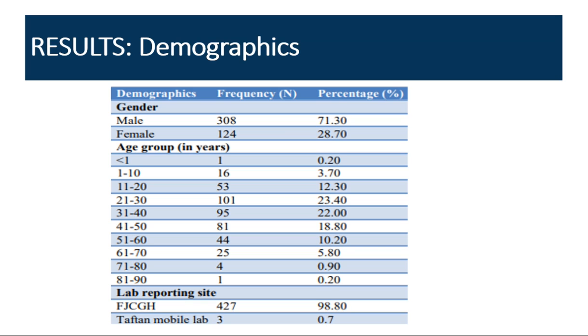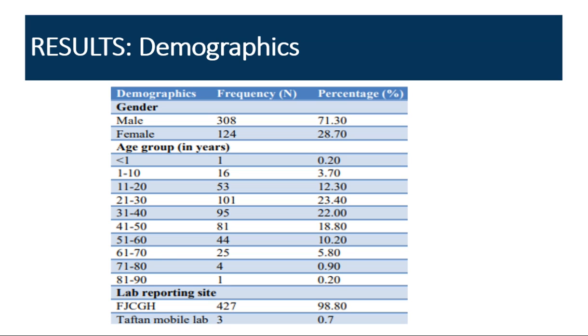Talking about demographics, we see that out of all the positive cases, 308 of them were male, making the majority population. Talking about the age group in years, we see that the majority of the cases reported for COVID-19 belong to the age group of 21 to 30 years old, which was followed closely by the 31 to 40 years age group, making up a total of 95 positive cases for COVID-19.